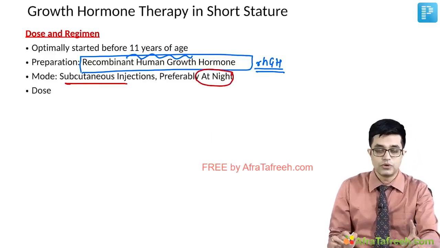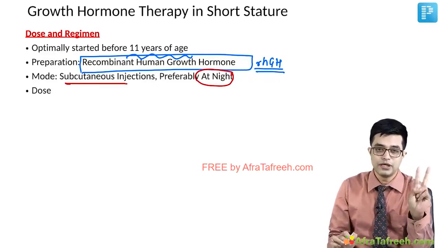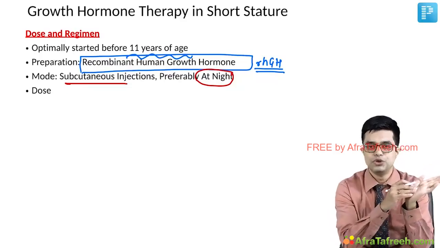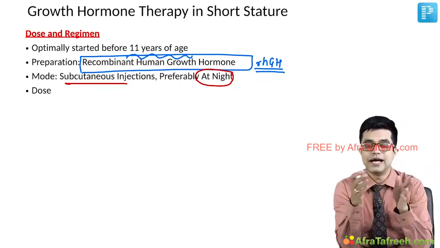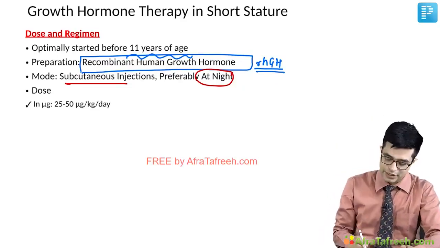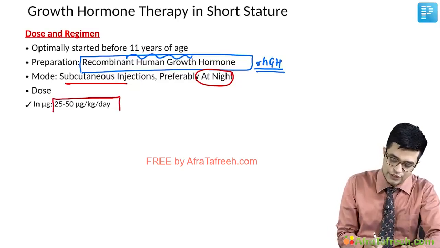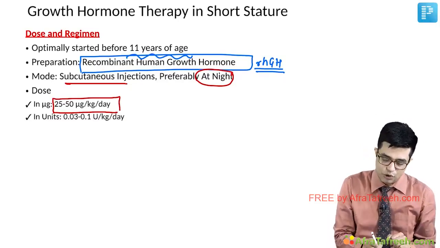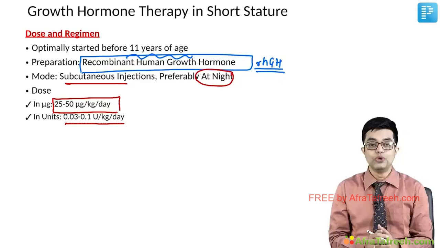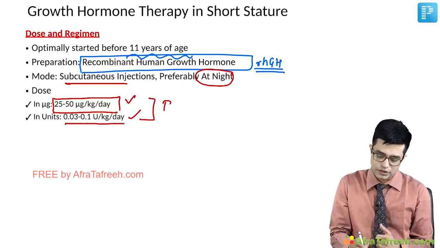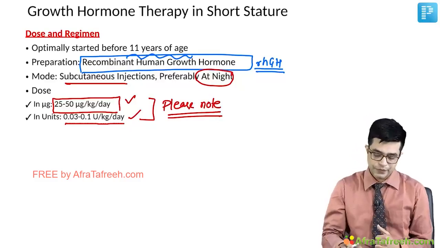And what is the dose? Now, dose is important. Two types of doses are mentioned in various textbooks. You need to remember both forms. Some centers use dose in microgram per kg per day, and some use it in units per kg per day. If it is mentioned in microgram per kg per day, it is 25 to 50 microgram per kg per day. You start slowly and gradually build it up. In case of units, it is 0.03 to 0.1 units per kg per day. Either this or this, depending upon what option is asked. Please note, the value will vary according to the units which are being used.